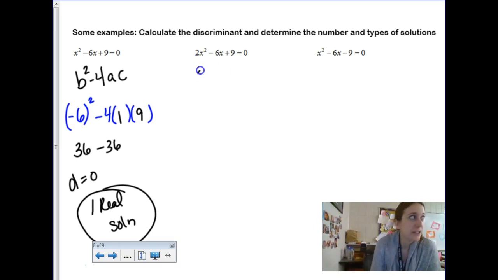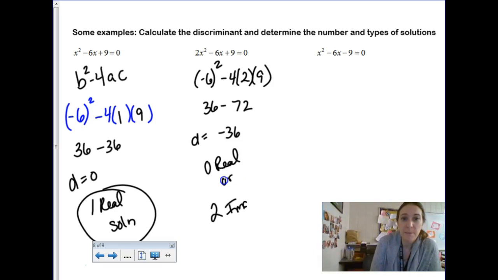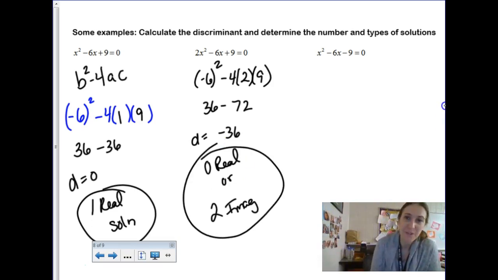Alright, so discriminant here, b squared, which is negative 6 squared, minus 4 times a times c. So we get 36 minus 72. Alright, so we get negative 36. And if you get a discriminant that is negative, that means you would have been square rooting something negative, which means you get 0 real solutions, or you can tell me you get 2 imaginary solutions, which we will talk about in the next lesson.